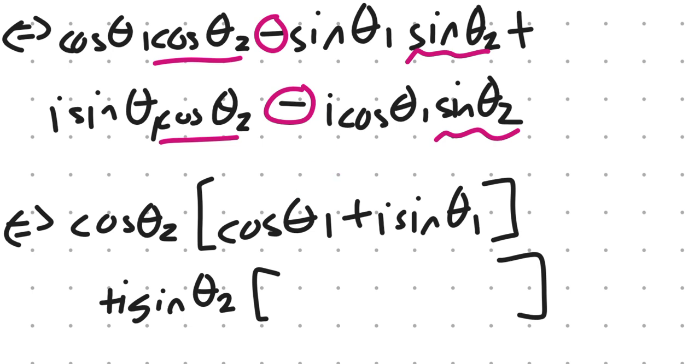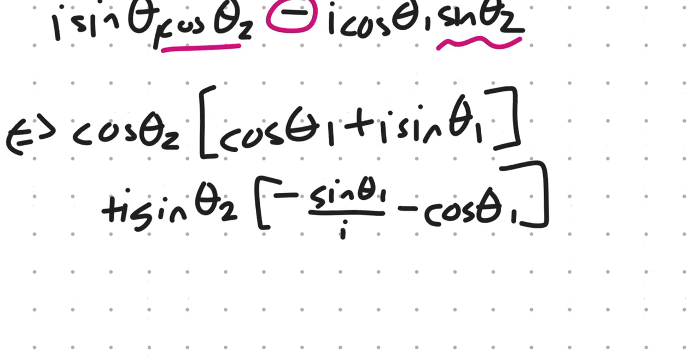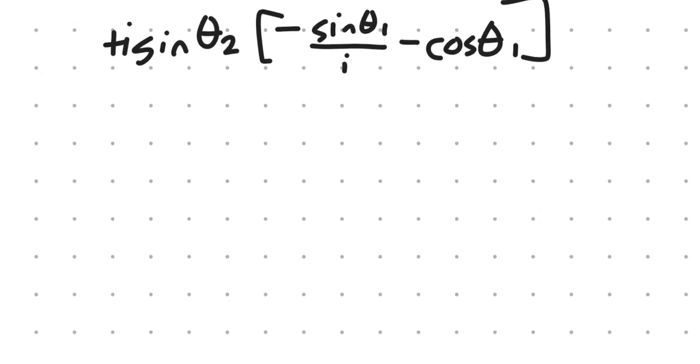So if we take out i sine theta 2, then we have to ask ourselves, i sine theta 2 times what will give you minus sine theta 1 sine theta 2. Obviously minus sine theta 1 over i. And i sine theta 2 times what will give you i cosine theta 1 sine theta 2. Obviously cosine theta 1.